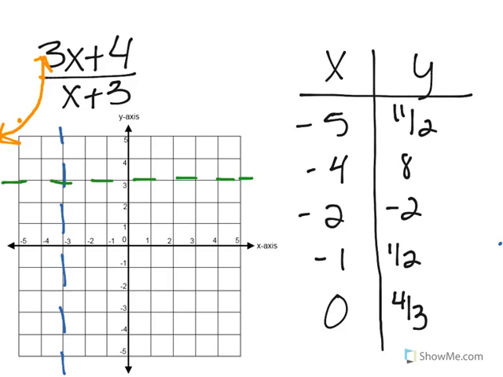Then our next points: we have -2 and -2, and we have -1 and 1/2. And we have 0 and 4/3, so that's 1 and 1/3 about. So now we know that this side of the graph curves along this way. And notice that your graphs are going to curve along and kind of hug those asymptotes, but they're never going to cross them.